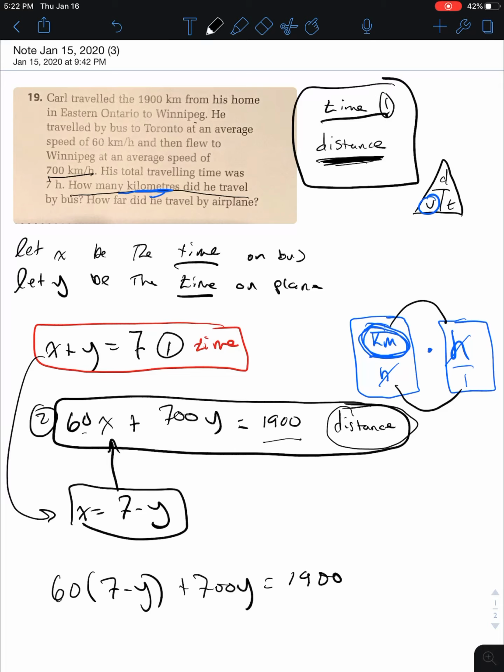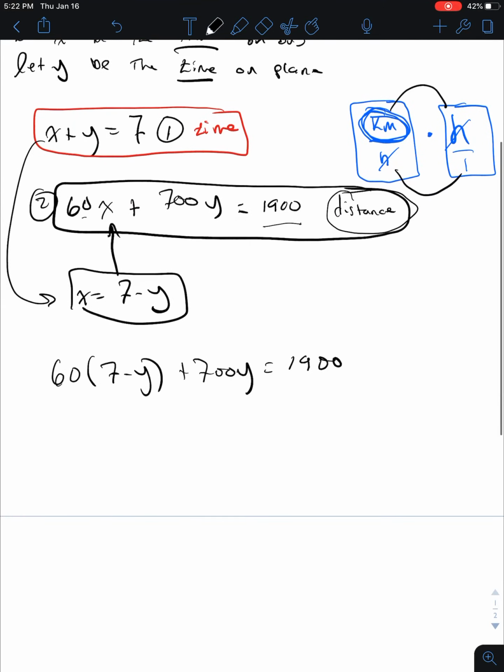I'm going to make two equations, one about time, the second one about distance. And I use this to help me do it. When I see two vehicles like this set up, this is how I attack this question every time. So good, that looks good now. Does that make sense? I didn't bring my calculator.